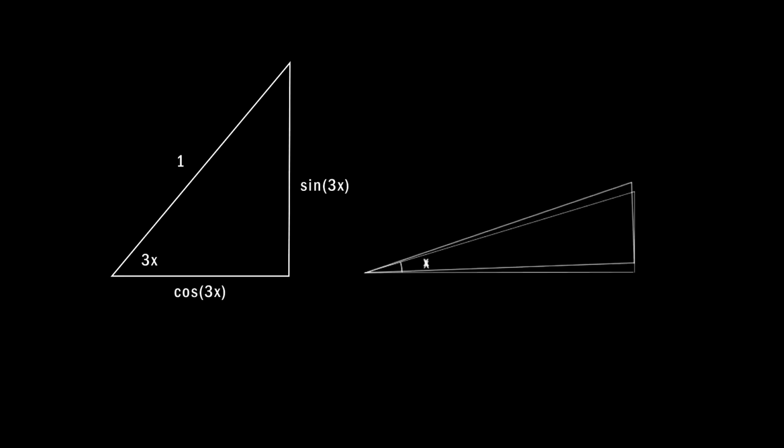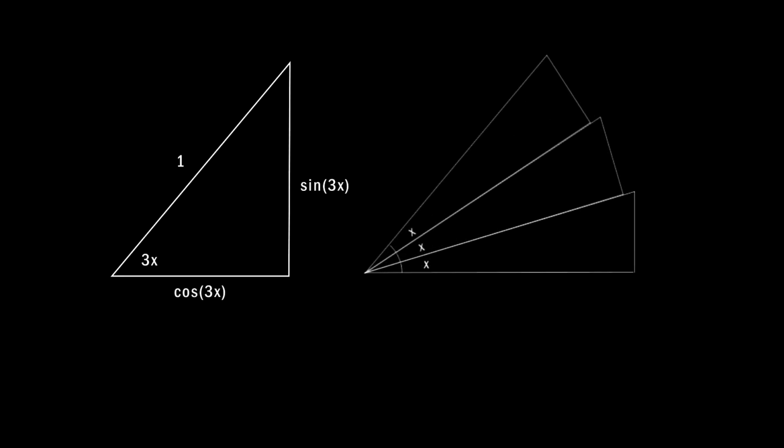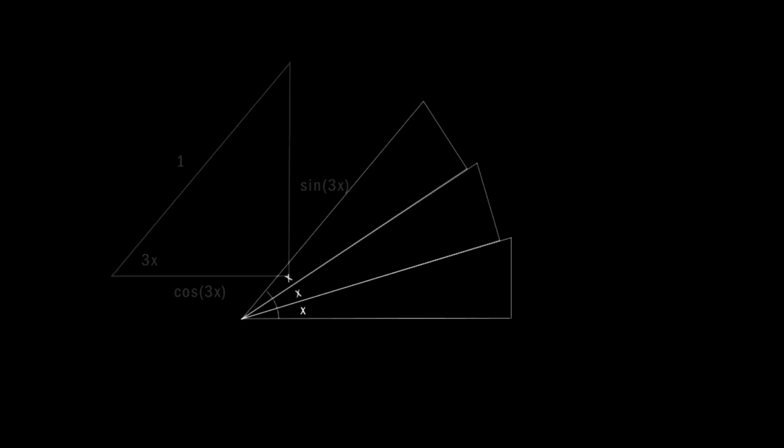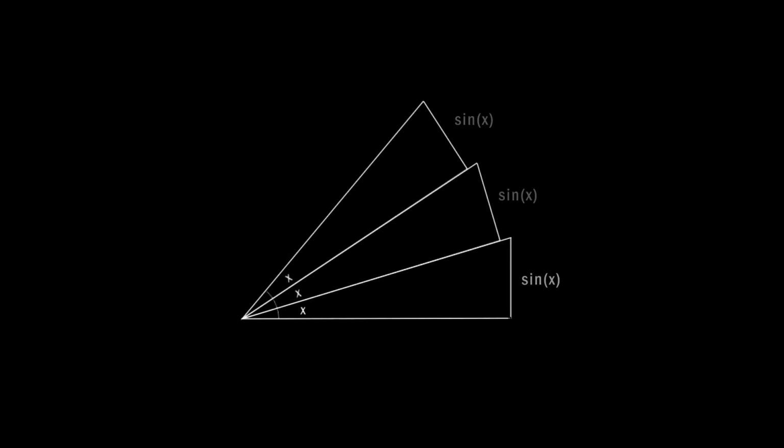To visualize this, we can break down the cosine 3x triangle into 3 smaller right triangles, each with an angle of x. These triangles stack on top of each other to form the 3x angle, and in each triangle the opposite side is sine x, and the adjacent side is cosine x. We're going to geometrically derive this equation by resizing the bottom cosine x side using these 3 triangles. Our goal is to make it fit perfectly into the cosine 3x side, proving the equation.